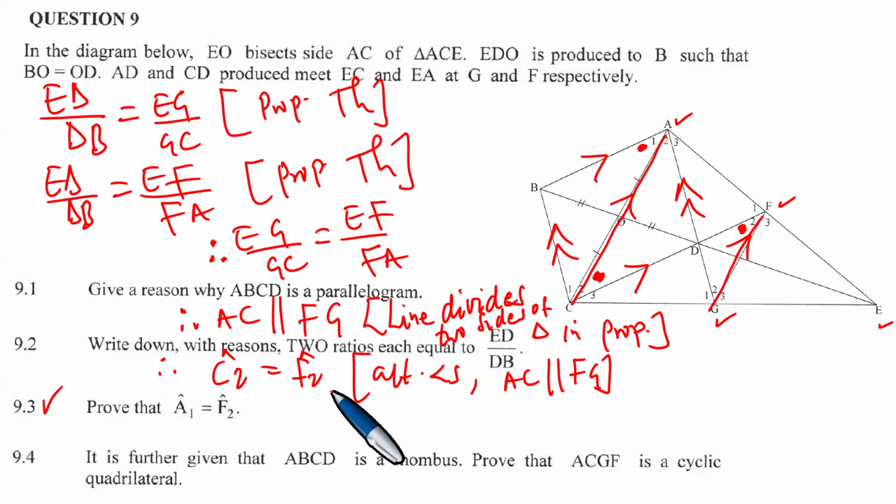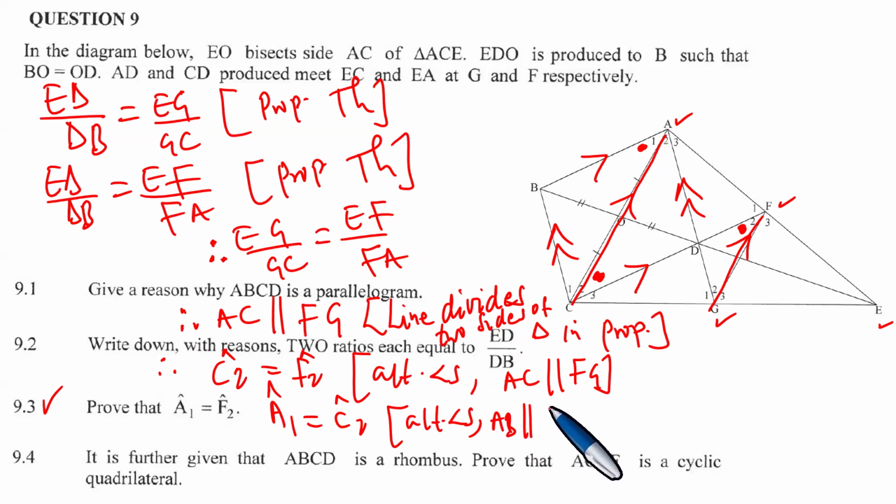The angle A1 is equal to the angle C2. We state here: the angle A1 is equal to the angle C2. These are alternate angles, because AB is parallel to CD.